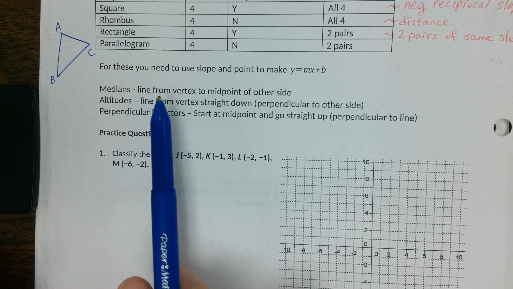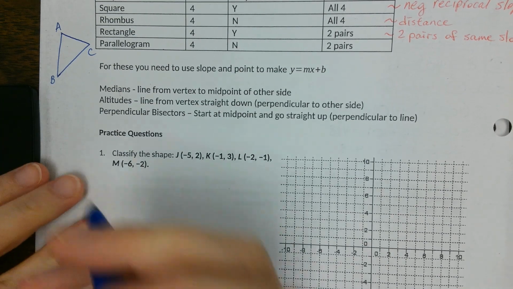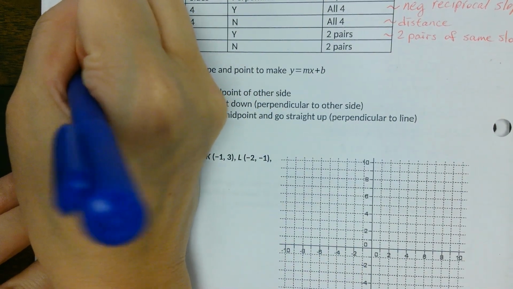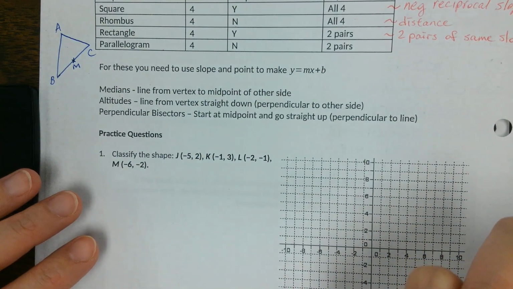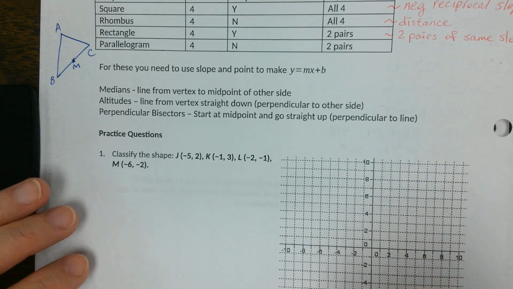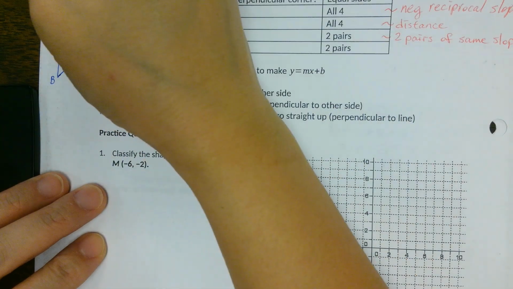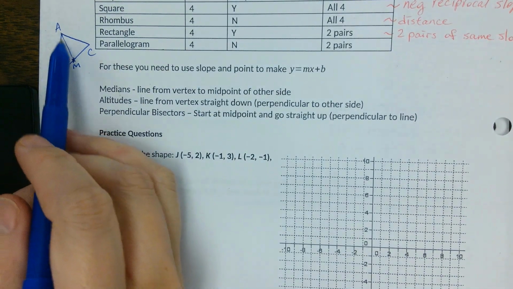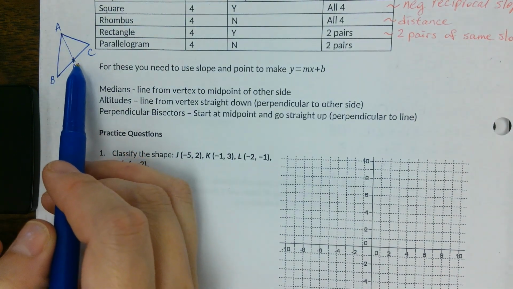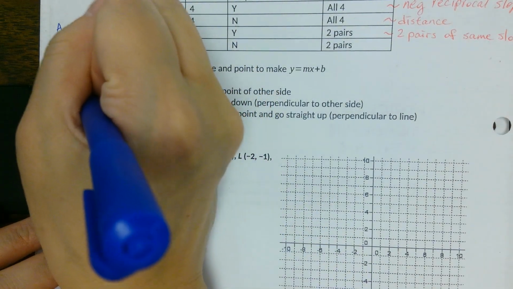Okay, if I say a median from point A, what does that mean? Yeah. So basically, midpoint of BC. Good. There was a program for this. But this is just the median. It would be from vertex A to the midpoint on the other side. So that's your median.